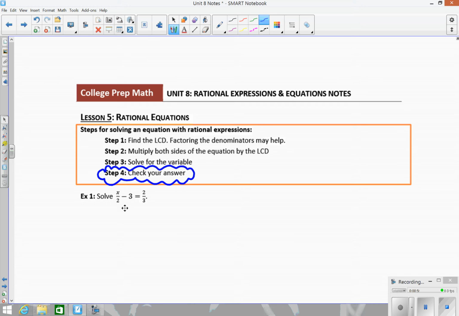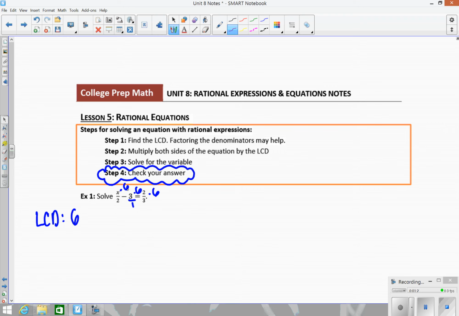So when we look at this first example, the first thing I want to do is eliminate these fractions. So I ask myself, what's the LCD between all of the denominators, keeping in mind that this is really 3 over 1. So the LCD between all 3 of these numbers is going to be 6. So 6 is the smallest number that they all multiply into. So I'm going to multiply every single piece by 6. And then you're going to be able to cancel.